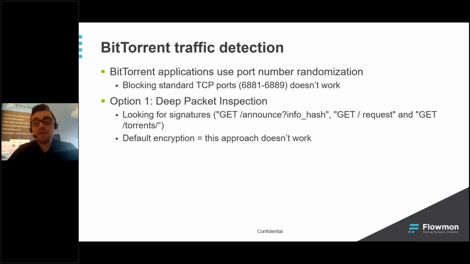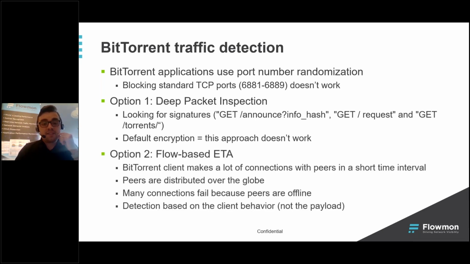So if there is HTTP communication, we can apply this kind of signature approach, and we can look in Wireshark for these signatures, or some deep packet inspection solutions, or some packet analysis solutions can do this kind of analysis. But it simply doesn't work nowadays, because the default for almost all BitTorrent applications is that the traffic is encrypted. So that means using TLS.